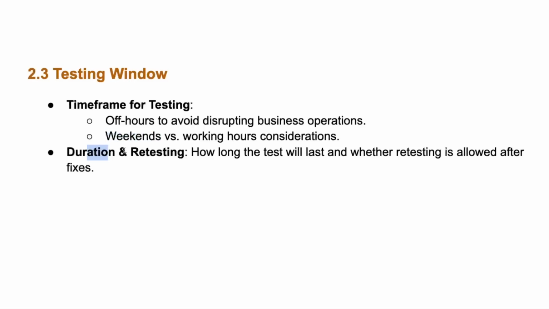And then there's the duration and the retesting that also falls under the testing window, which means how long the test will actually last, right? So you get a week to run whatever you want. And obviously inside of these rules, including the exclusions, considering all the rules that we've established for you, these are all the things that you cannot do, and this is how long you have to do them. Once this timeline is finished, you are no longer allowed to do anything.